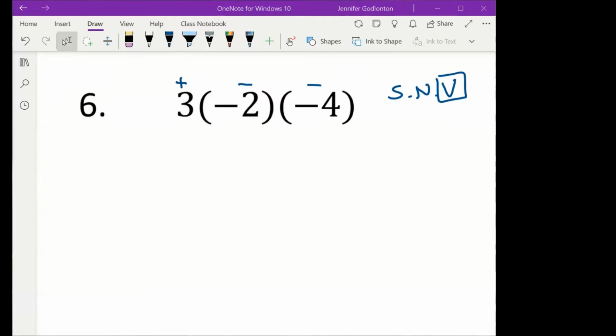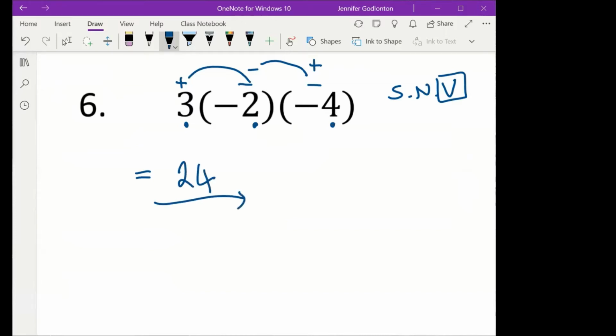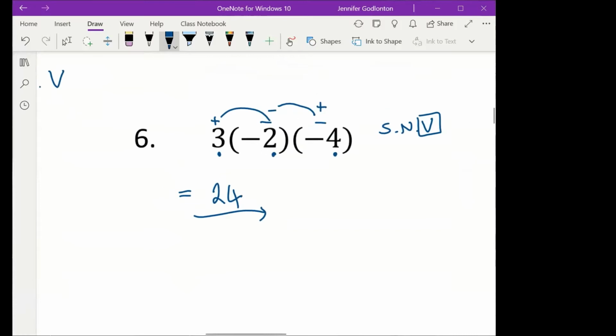Beautiful, guys. 24 is absolutely right. Good. Okay, so the first thing we looked at is our signs. A positive and a negative is a negative, and then a negative and a negative is a positive. So our answer is going to be positive. Then we say 3 times 2 is 6. 6 times 4 is 24. So we get positive 24. Beautiful. Now let's start bringing in some variables.